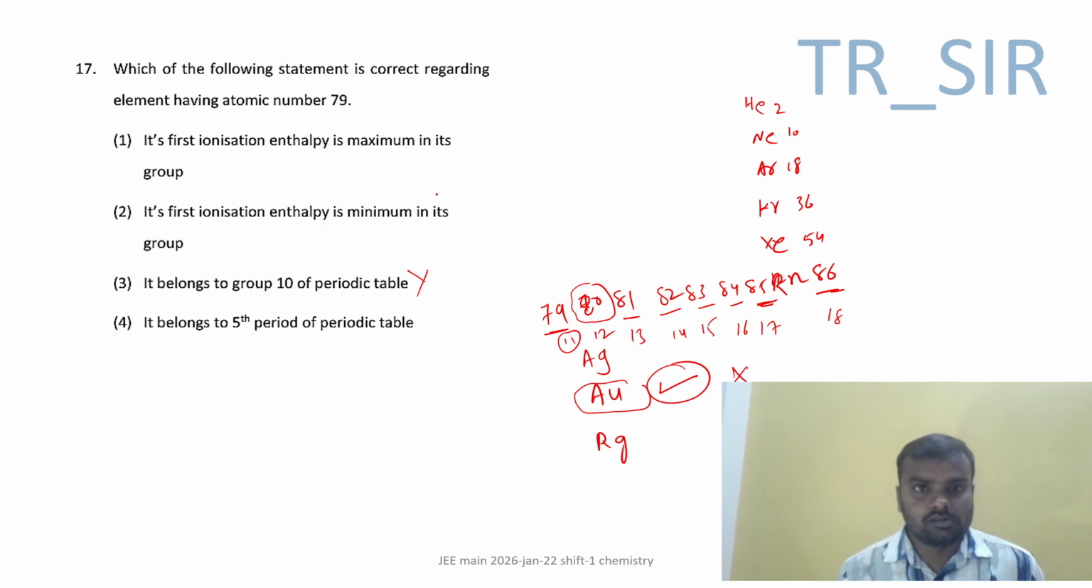And it's not having the minimum. Wrong. It does not belong to the fifth period. It belongs to the sixth period of the periodic table. So this is wrong. So option 1 will be the correct option for this.